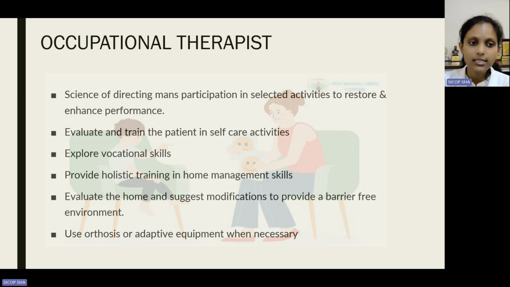They explore the vocational skills. They provide the holistic training in home management skills. Holistic is nothing but involves everything. Each and everything is needed for doing the home management skills. So they provide the holistic training for that.